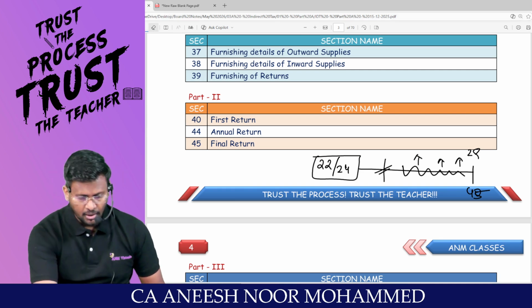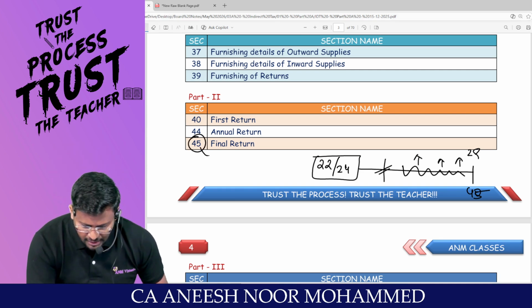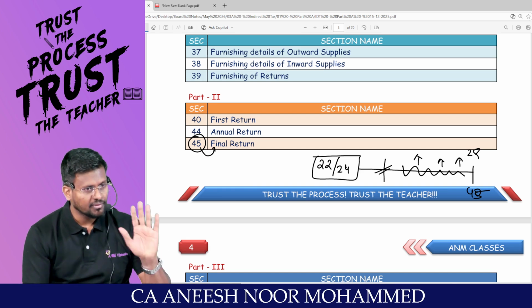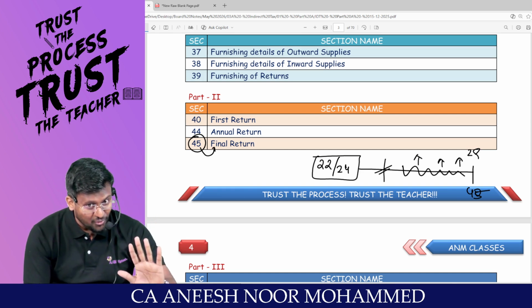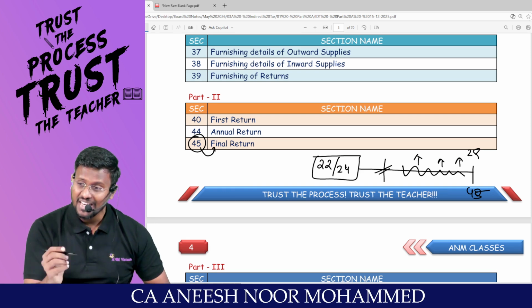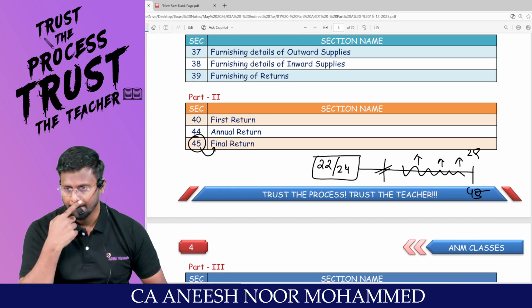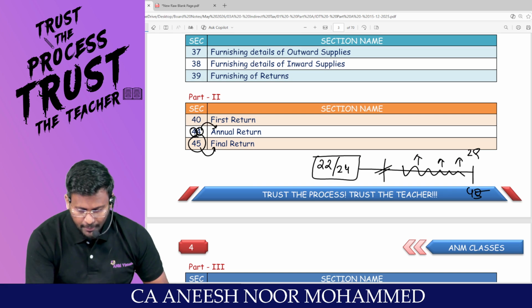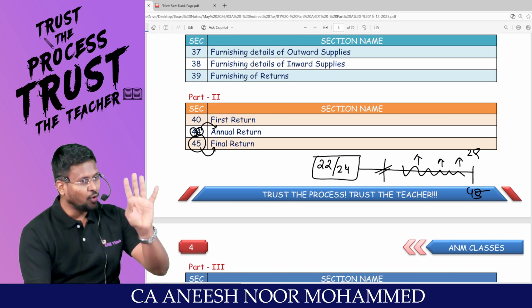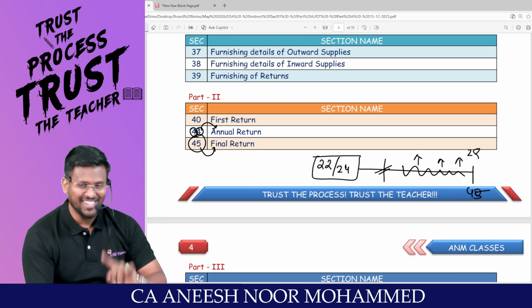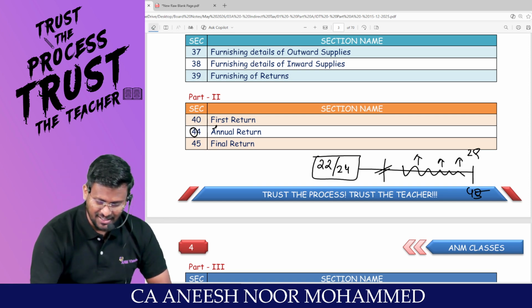Are you all with me? 45, final return. Are you getting? In a year, how many quarters are there? So four quarters will become annual. Are you all really with me? So four quarters will become annual. That's why section 44 is called the annual return.